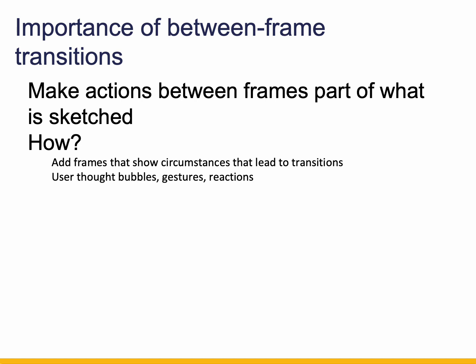So there are a few ways we can help those transitions and make them a little bit more understandable. One way is to add frames that show circumstances that lead to those transitions. Use as many thought bubbles, gestures, and reactions as possible. You could even have descriptive metaphors like confusion and things like that pointing to the user's head. That can help us understand the state of being as we transfer from frame to frame to frame to really understand what's happening.